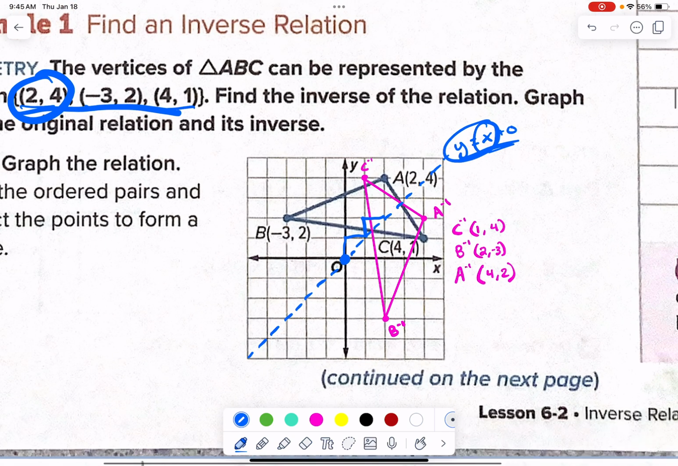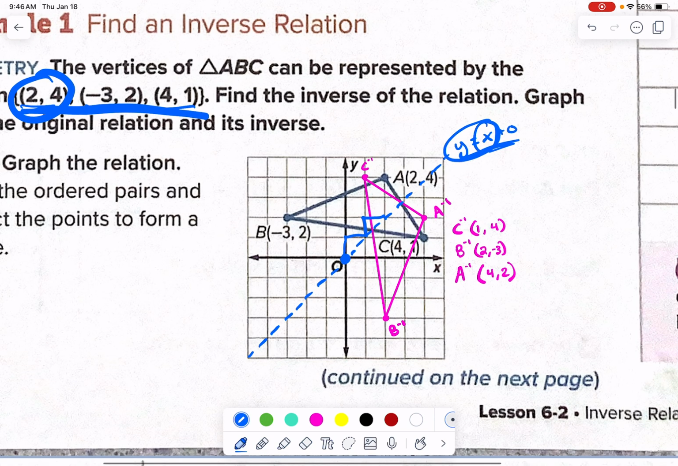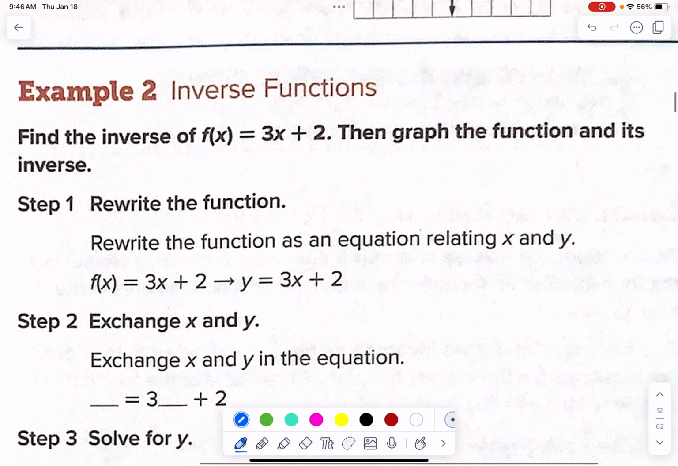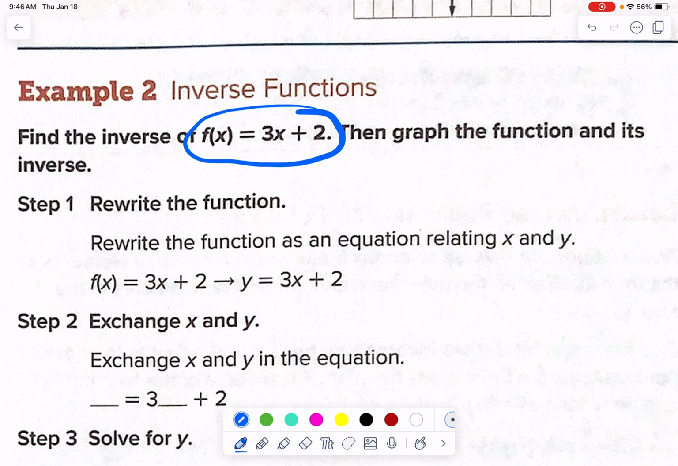So when you're doing just ordered pairs, all you have to do to find the inverse, to undo them, is to flip them around, okay? So the x becomes the y and the y becomes the x, that type of thing, okay? So that's for ordered pairs. Now we're going to get into finding inverses of equations, okay? So not ordered pairs, not an x and a y, an actual equation, okay?